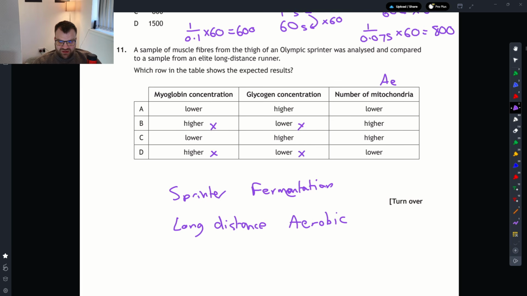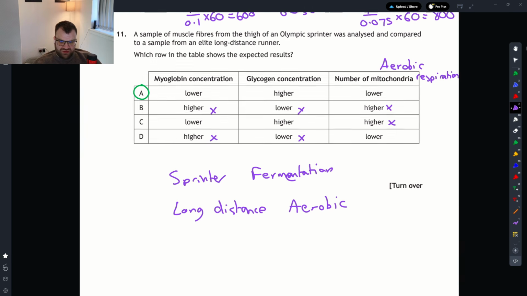Mitochondria job is aerobic respiration. Well, if they're using fermentation pathway, then they would need less of them, making my answer A. And then if you were to focus on the long distance, it'd be the other way around. More myoglobin, less glycogen, more fat burning, and then more mitochondria.